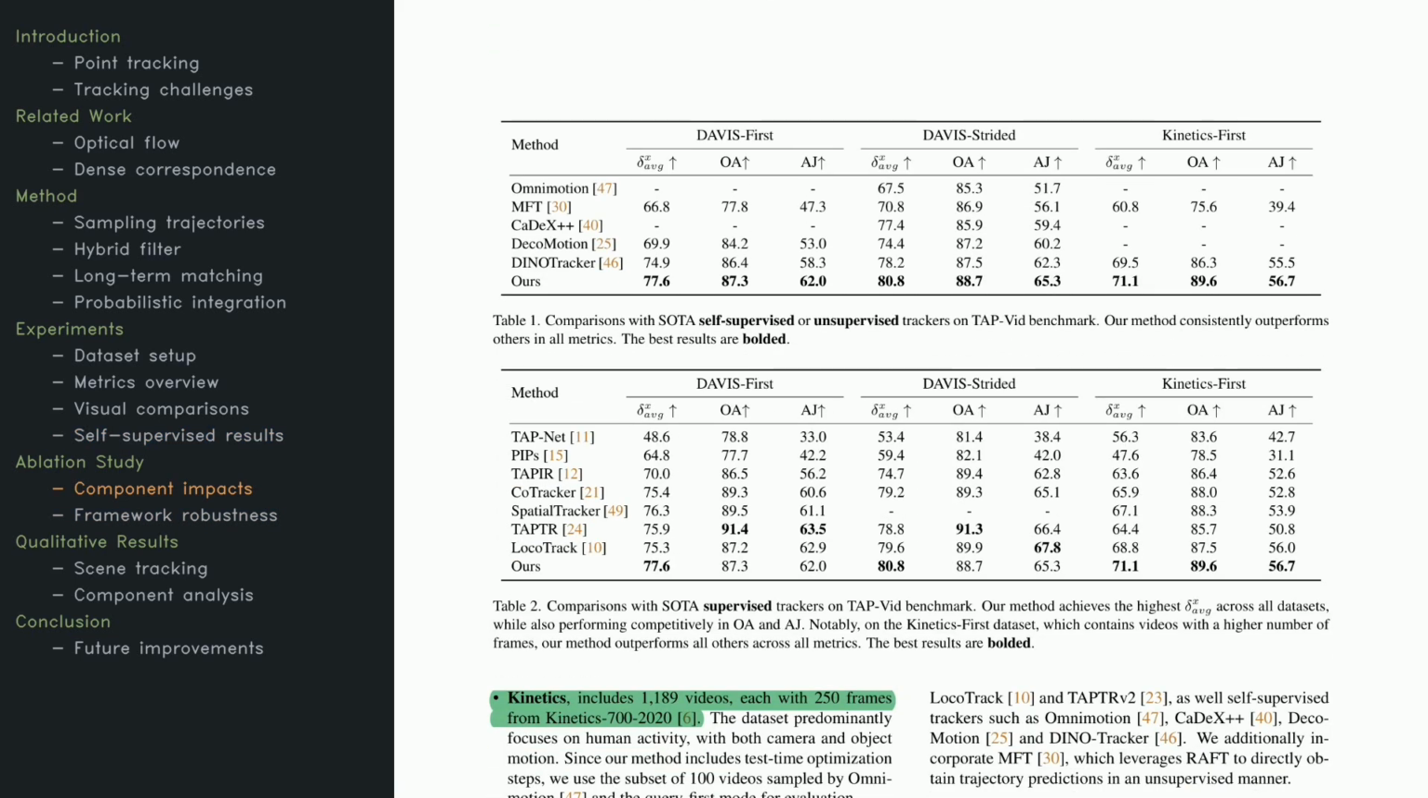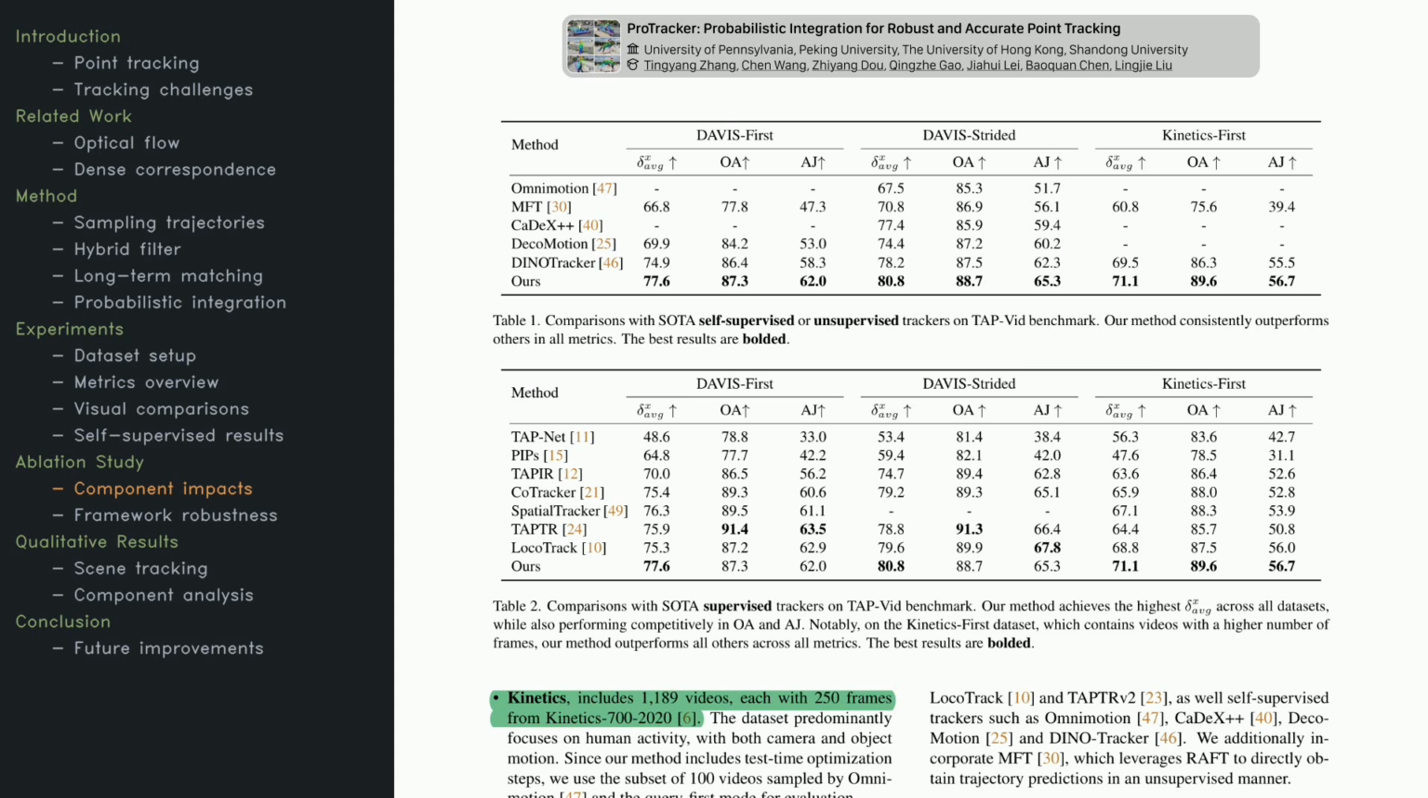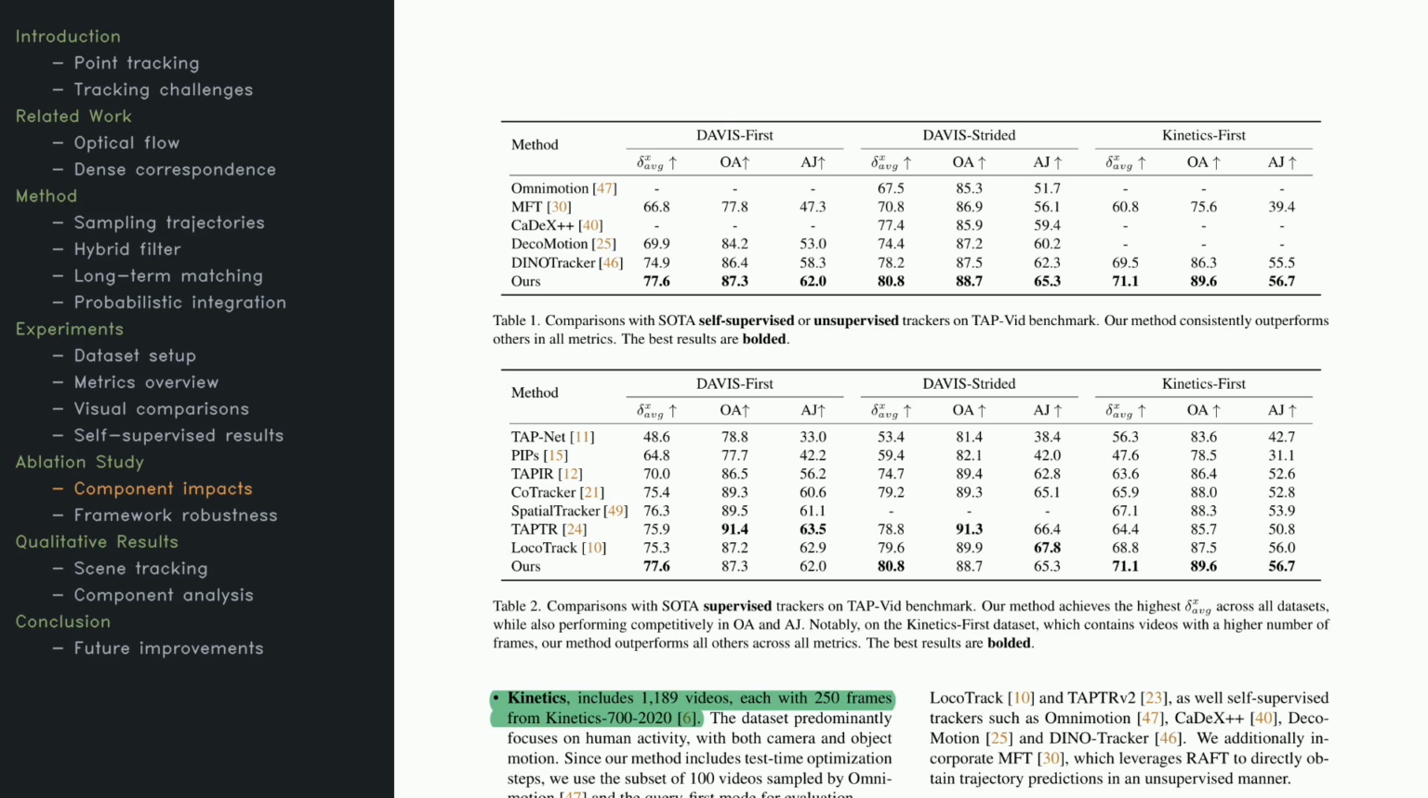Next, check out the performance comparison. There are two tables summarizing how ProTracker fares compared to other methods, both supervised and unsupervised. The metrics include average displacement error, overlap accuracy, and alignment accuracy. Across the board, ProTracker scores the highest. In the first table, it beats the best self-supervised methods, and in the second, it also surpasses supervised ones.